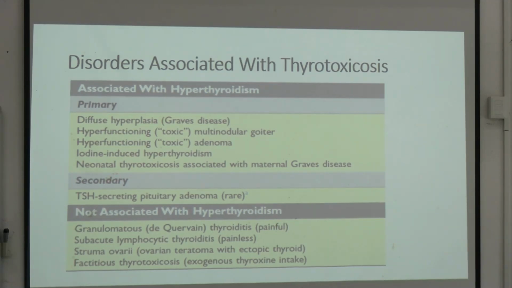Now, in thyrotoxicosis, primary: diffuse hyperplasia or Graves' disease, hyperfunctioning multinodular goiter, hyperfunctioning toxic adenoma, iodine-induced hyperthyroidism, and secondary: TSH-secreting pituitary adenoma. And there are some conditions which are not associated with hyperthyroidism, but are associated with thyrotoxicosis. These are granulomatous thyroiditis, subacute lymphocytic thyroiditis, like this. For your exam purpose, it is important: Graves' disease, hyperfunctional multinodular goiter, and hyperfunctional thyroid adenoma. These three are important, and these three are most common also.